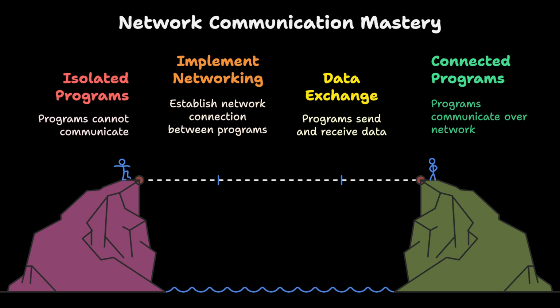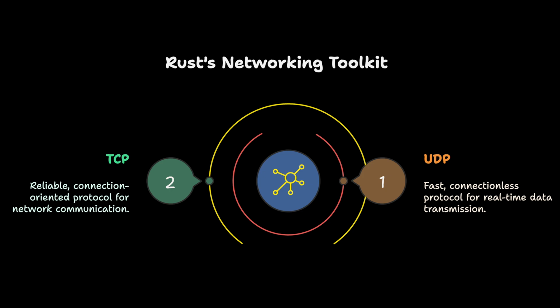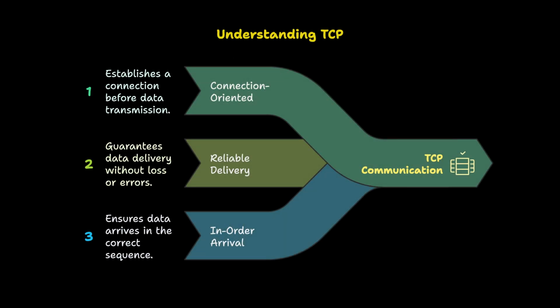Before we start coding, let's understand what we're doing conceptually. When we talk about networking in Rust, we're typically referring to the standard net module. It provides all the tools we need to build both TCP and UDP programs. TCP, Transmission Control Protocol, is connection-oriented. It ensures that data arrives reliably and in order.